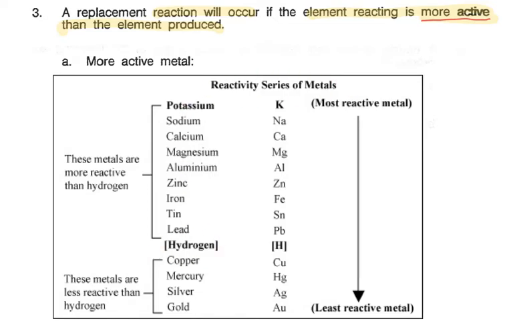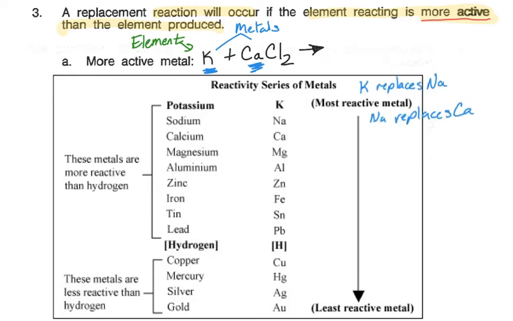Here you should be able to see that the ones at the top of the chart will replace the ones lower in the chart. So potassium will replace sodium, and sodium will replace calcium. So given the reaction between potassium and calcium chloride, I would end up with a product of calcium plus potassium chloride. You will not be asked to predict what the products are, but I will show you later how you can decide if the reaction does occur or does not occur. And on the test, you will be provided this list if it's necessary.